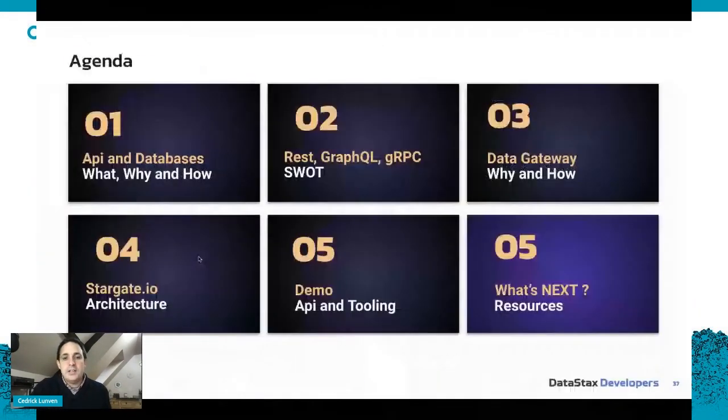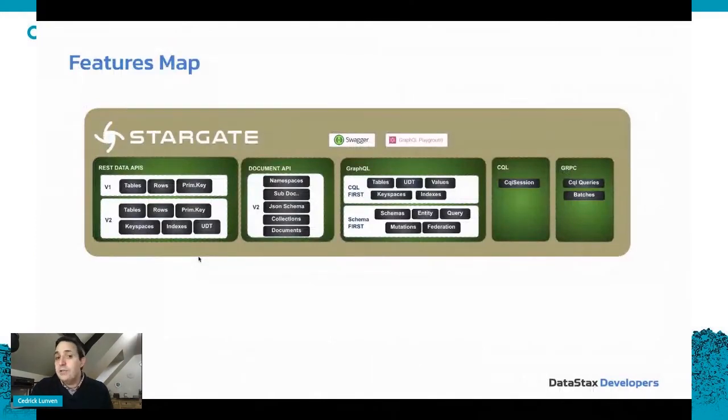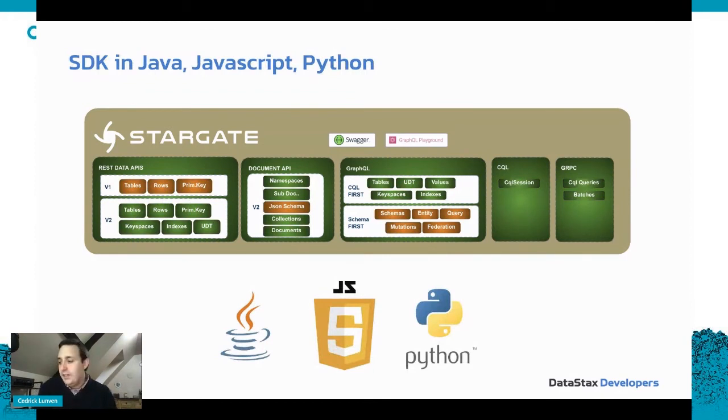Okay, two last minutes. Stargate is very rich. It has a lot of features: the REST, document, GraphQL, SQL, and gRPC APIs inside. There is a lot of stuff you can do. It can be a bit overwhelming, if you have seen the Swagger page with dozens and dozens of resources. And this is the reason why my team also created some SDKs, clients wrapping those APIs for you to work super easily with them.